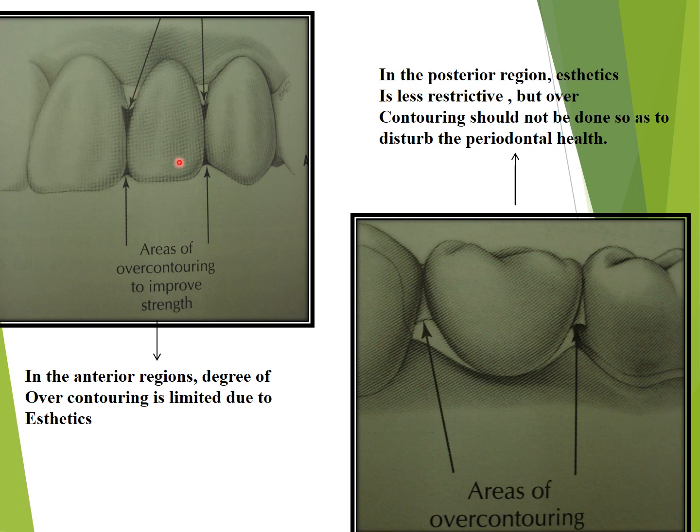As you can see in the anterior, the degree of over contouring is limited due to the aesthetics. So we will not be able to really over contour anything. In the posterior region, aesthetics is a little restrictive, but over contouring should not be done to disturb the periodontium. So anywhere over contouring is wrong.